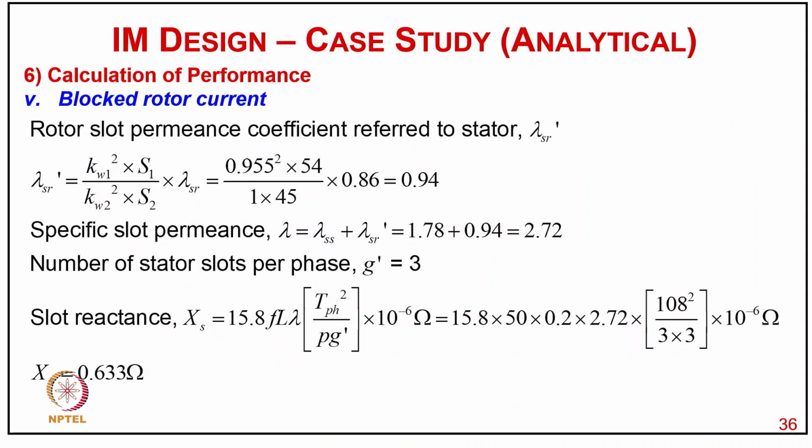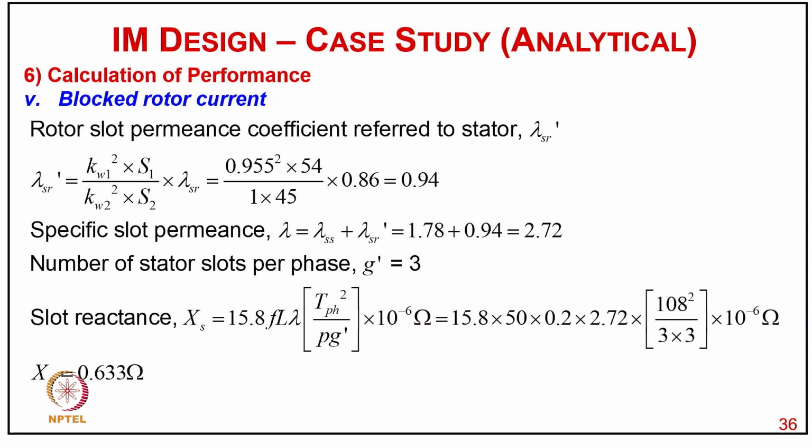Now for the rotor slot permeance coefficient referred to the stator, we have to refer it through the effective winding also. So winding factor KW1 square into S1 upon KWS2 square S2 into lambda. Putting the slot numbers here and this permeance, it comes to 0.94. The specific slot permeance for stator and rotor, lambda, comes lambda SS plus lambda SR dash, that comes to 2.72. Now the number of stator slots per phase is already G dash equal to 3.